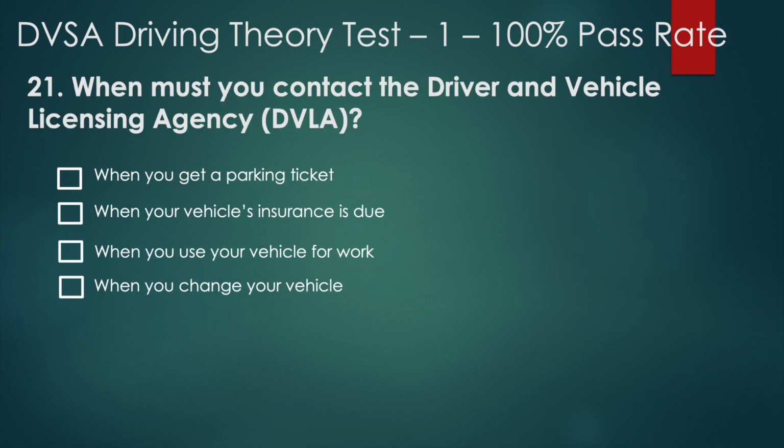21. When must you contact the Driver and Vehicle Licensing Agency, also known as DVLA? A. When you get a parking ticket. B. When your vehicle's insurance is due. C. When you use your vehicle for work. D. When you change your vehicle. And the answer is D. When you change your vehicle.